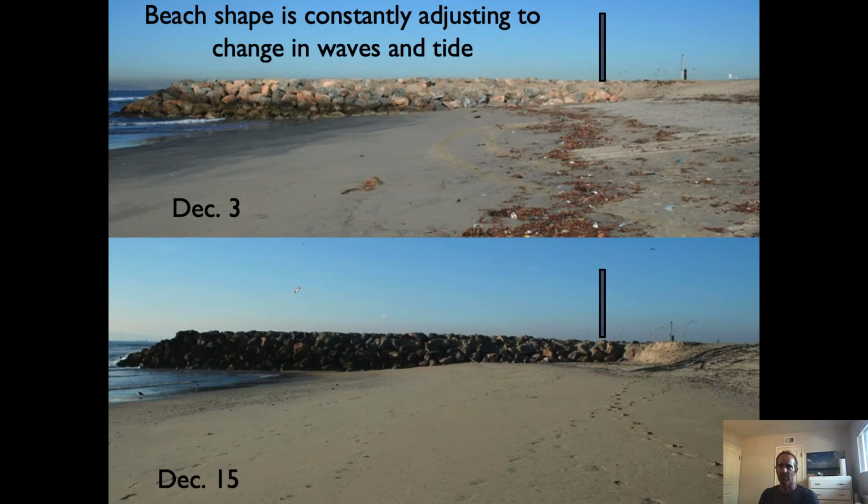So the beach shape is constantly changing. It's constantly adjusting to changes in the waves, changes in tides as they move up and down. This is just one example. This is from a jetty at Bolsa Chica, where you can use rocks to actually identify a marker to see how beaches are changing over time.